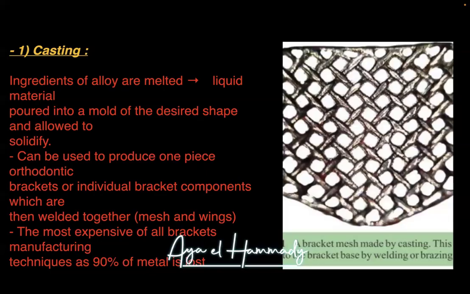So in the casting, we don't get the final shape in one phase. No, I'm going to do it in more steps. First of all, I need to melt the material to give me liquid, and put the liquid in the mold. This mold will give me the shape of the mesh base. Then I'm going to take more of the liquid to put it in the shape of the wing. Then it will give me the wing shape. After I make all the parts of the bracket, I'm going to weld them together to the final shape of the brackets.